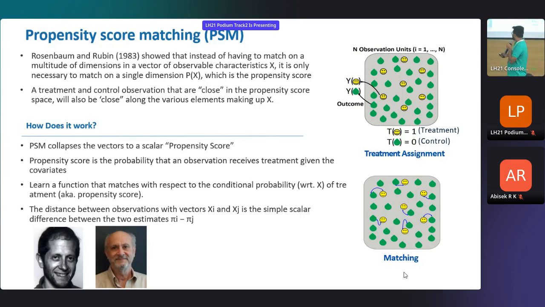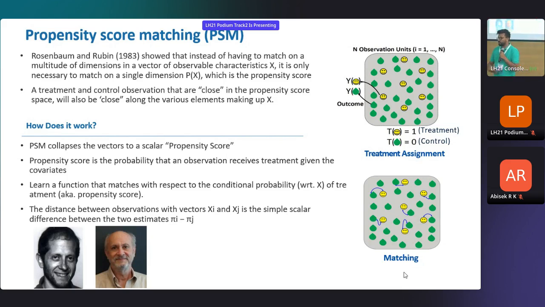So the second part is that the treatment and control observations should be the same, and the propensity score should tell you that. So how do you calculate the propensity score here? As we were talking about, PSM essentially collapses the vector to a scalar propensity score, and the propensity score is nothing but the probability that an observation receives a treatment given the covariates.